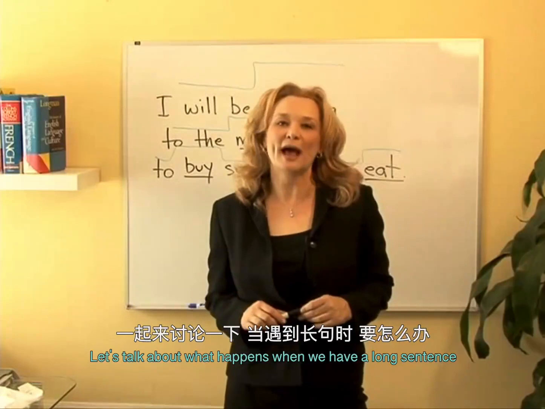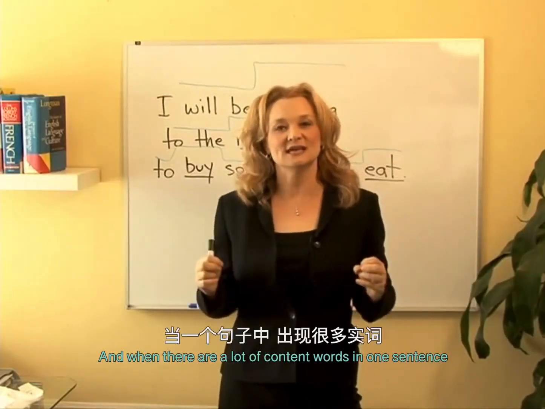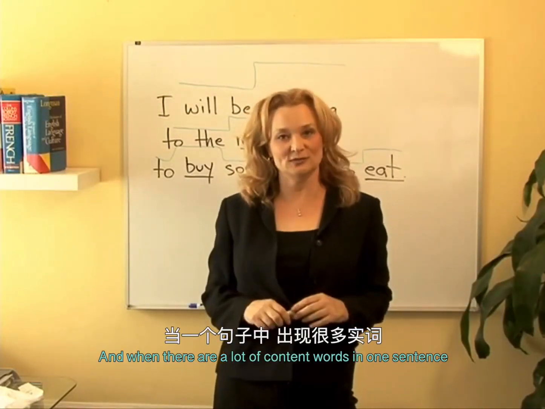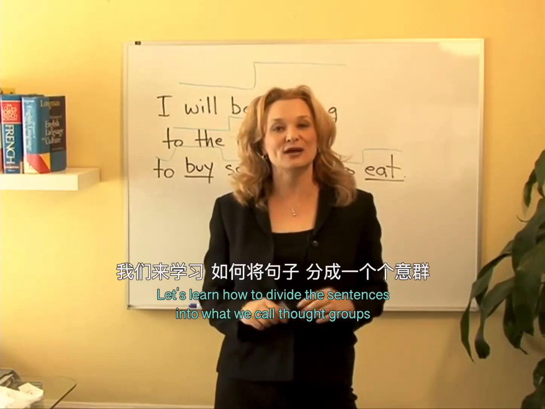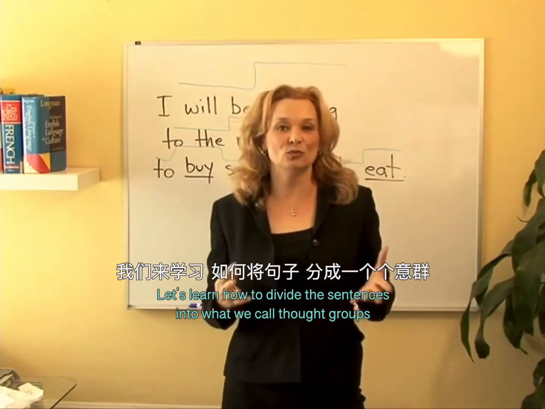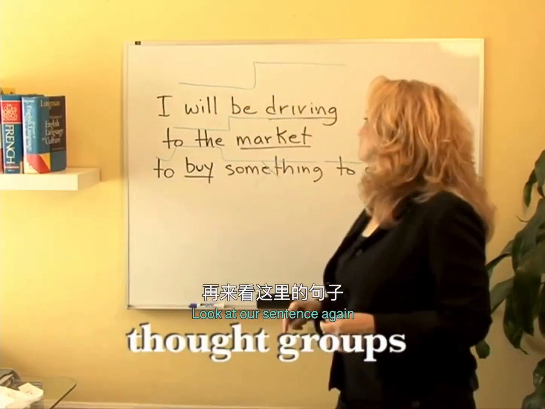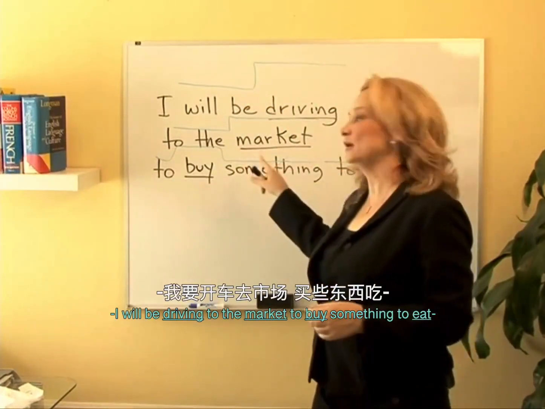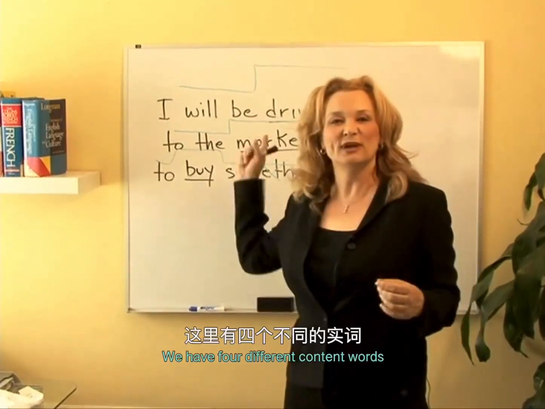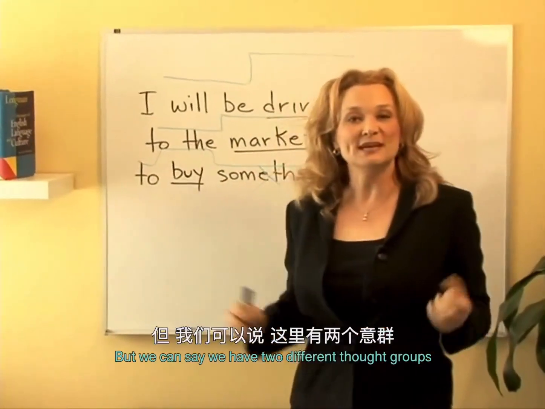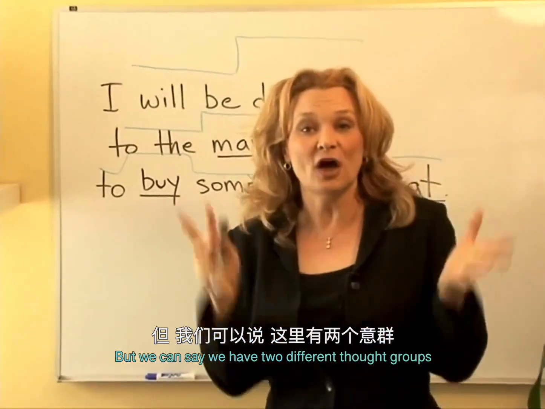Let's talk about what happens when we have a long sentence and when there are a lot of content words in one sentence. Let's learn how to divide the sentences into what we call thought groups. Look at our sentence again. I will be driving to the market to buy something to eat. We have 4 different content words, but we can say we have 2 different thought groups.